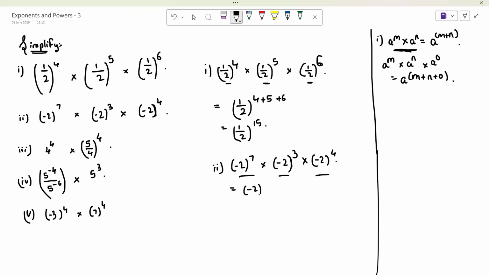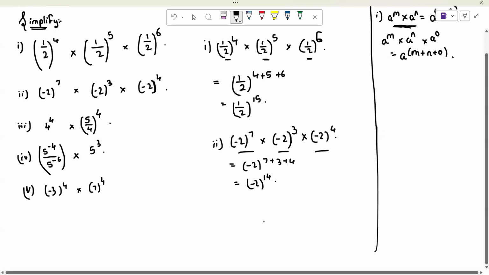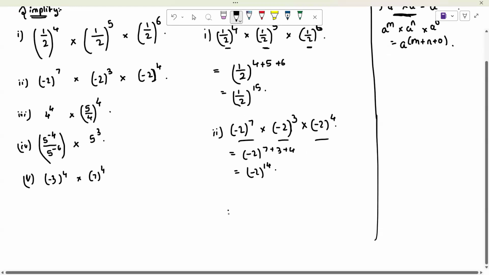And what logic will we use? As they have the same base and varying, which means different or changing, exponents, we will just add them: 7 plus 3 plus 4. So this will give you your final answer, minus 2 power 7 plus 3, 10, 10 plus 4, 14. That is it. Now let's see the third question.